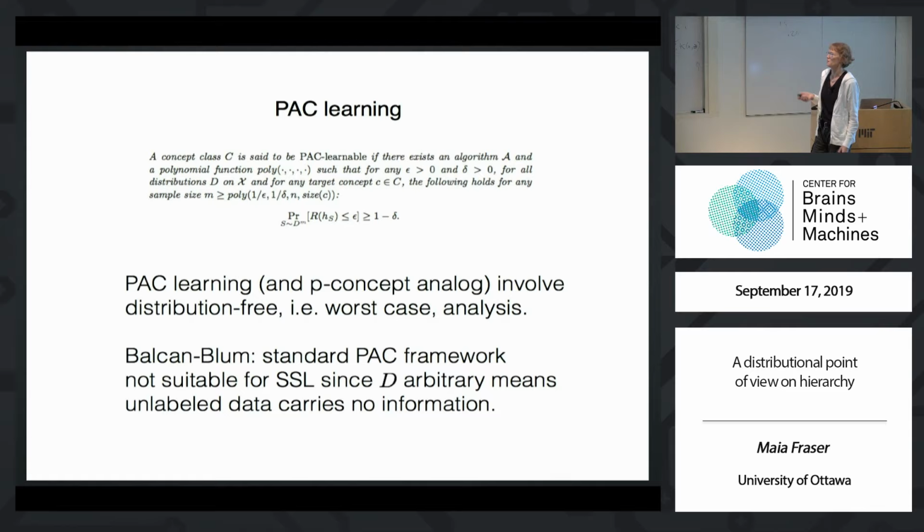Both of these involve a distribution-free worst-case analysis, because right here you say, for all distributions D on X. That's a very drastic kind of statement, right? Out in the real world, that's just not the situation. You're not trying to learn with any possible distribution on X.